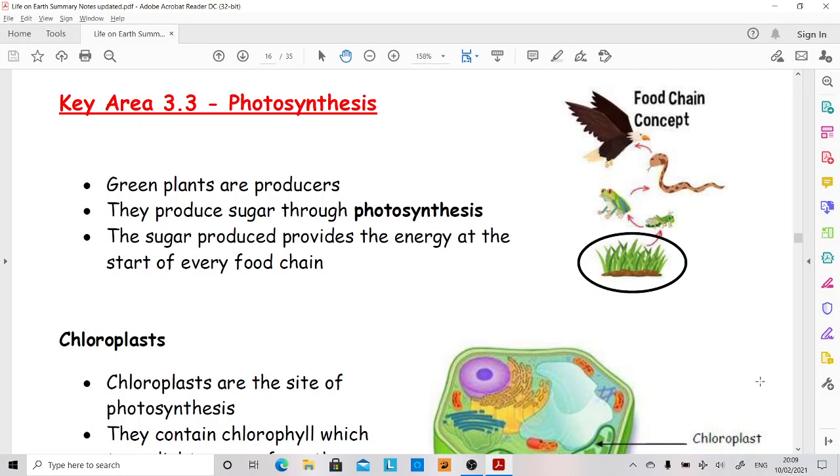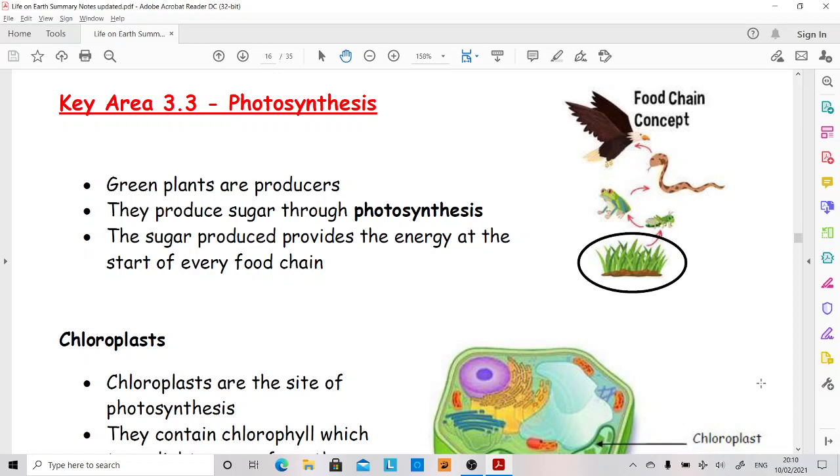This short video covers key area 3.3 of the National 5 Biology photosynthesis topic and is the first of two short videos about photosynthesis. First of all, a little bit of revision. Green plants are also known as producers. That is, they make their own food, and their own food is made through the process of photosynthesis.